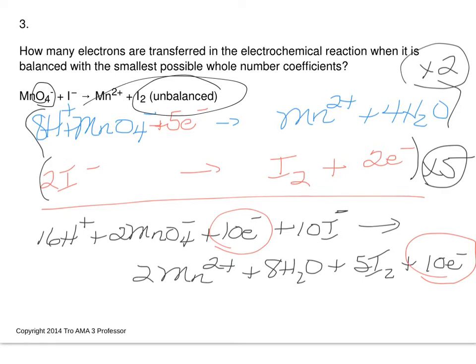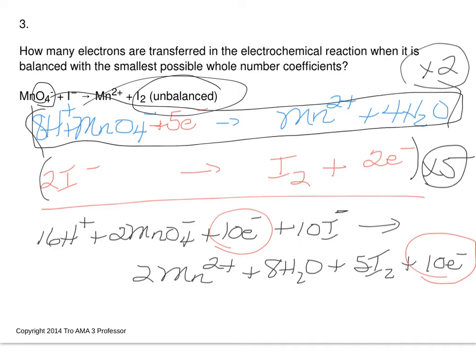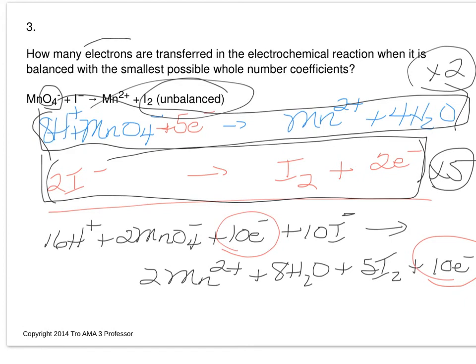You have to find the two half reactions yet. And I started out with a manganese pair. And then you go to the iodine pair. And then, of course, keep in mind what the question is asking. It's just asking how many electrons are transferred. So as soon as you get the electrons to match, there's your answer. There are 10 electrons that have been transferred in this reaction.